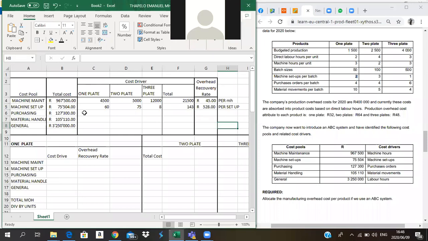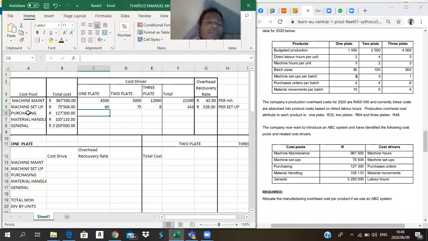Please repeat the last part here, how I got this 528. Yes, this 528 is my POR. Remember the formula for POR is my total cost divided by my total of the basis or the total of the cost driver. So this 75,504 divided by 143 will give me the 528. Oh, okay. Thank you. Then now we move to the next cost pool, which is the purchasing.